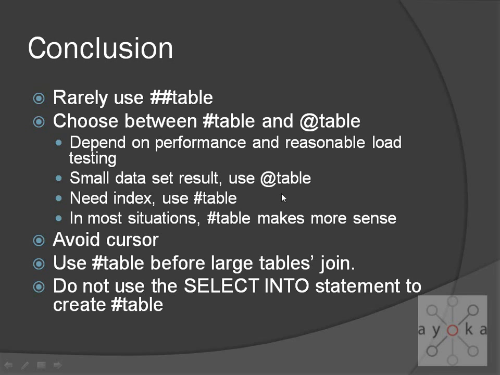If your data set is very small, you can use the table variable. The performance will be better because it is in memory, and you won't have any disk I/O. Of course, memory page in and page out is another story. If you need to use an index on your temporary table, you have to use a local temporary table, because the table variable won't allow you to create an index on it. So the conclusion is, in most situations, a local temporary table makes more sense.